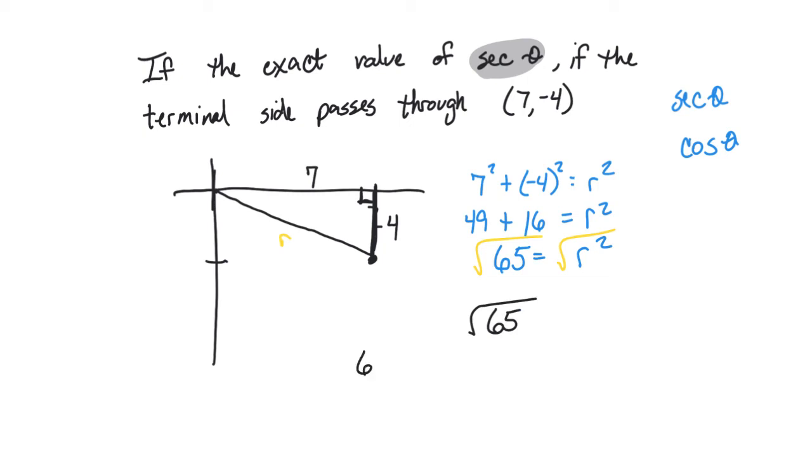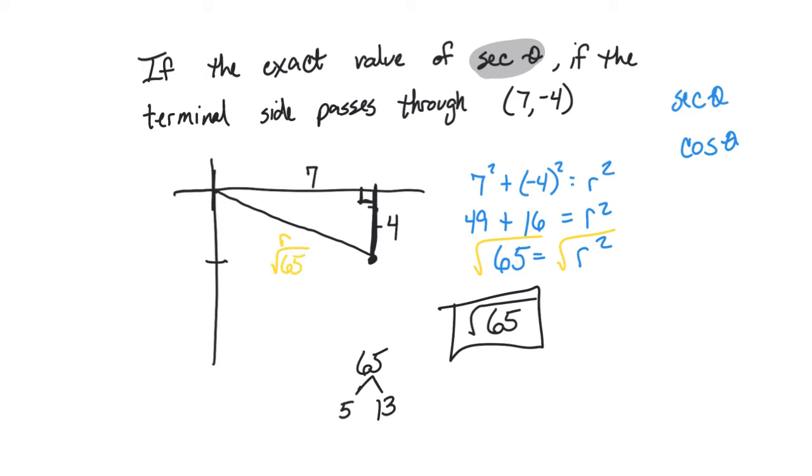Well, let's take 65 to the side here and make sure that this does not simplify anymore. 5 times, I believe that would be 13. Both of those are prime numbers, so we can't factor anything else out of this. So that means the square root of 65 is the simplest form. That also means that our hypotenuse has a value of the square root of 65.